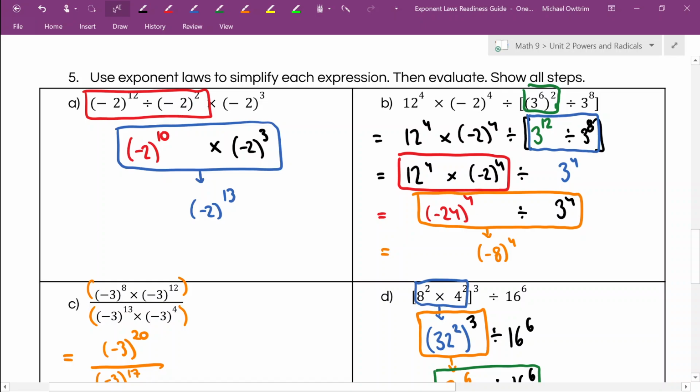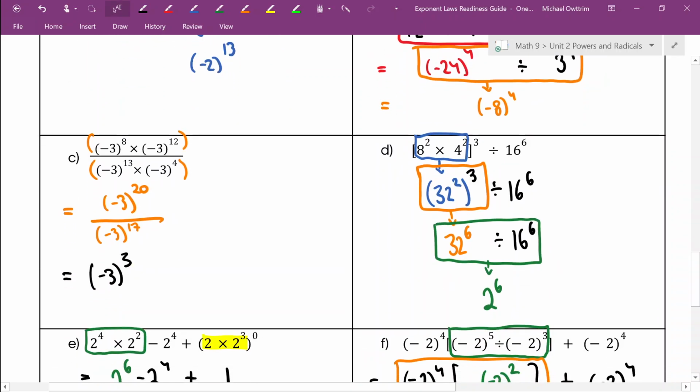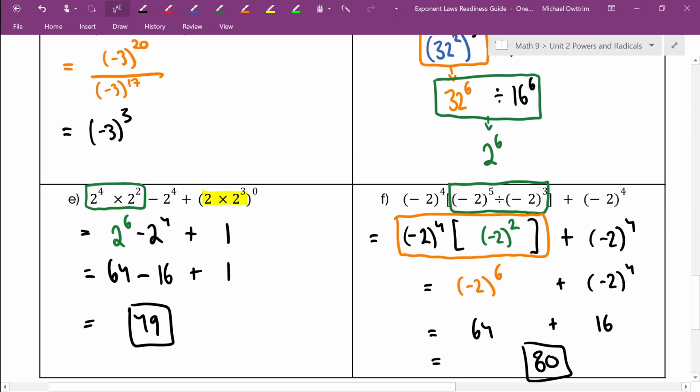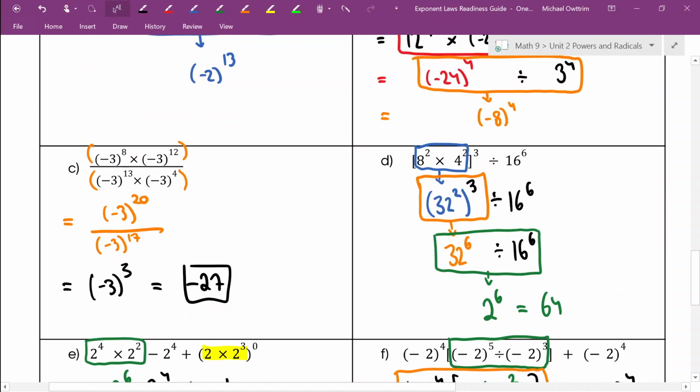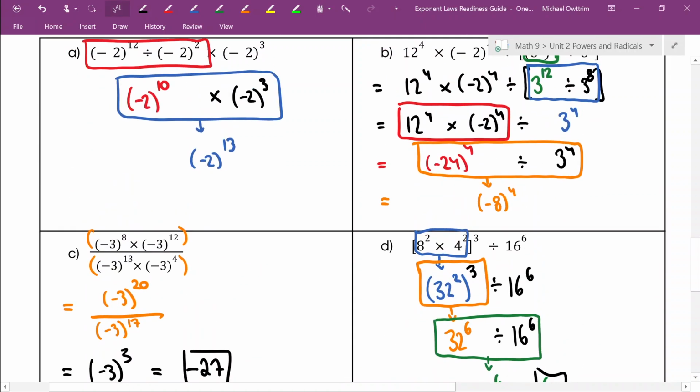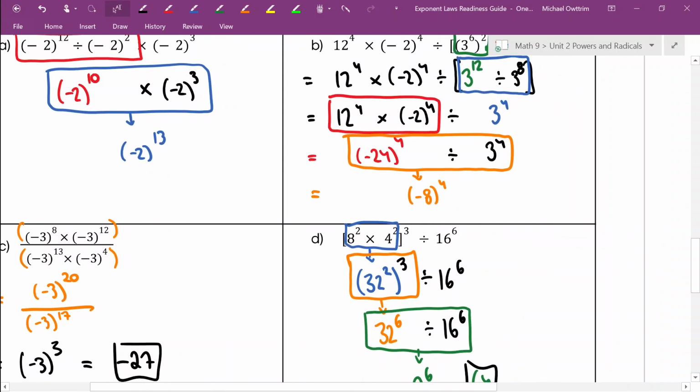So we do need to evaluate, for example, in question A, B, C, D. Some of these are nice and easy. We already calculated that 2 to the 6 is 64, so we can go ahead and put that in. Negative 3 cubed is going to be negative 3 times negative 3 times negative 3, which is negative 27. Get those in there. Negative 8 to the 4.